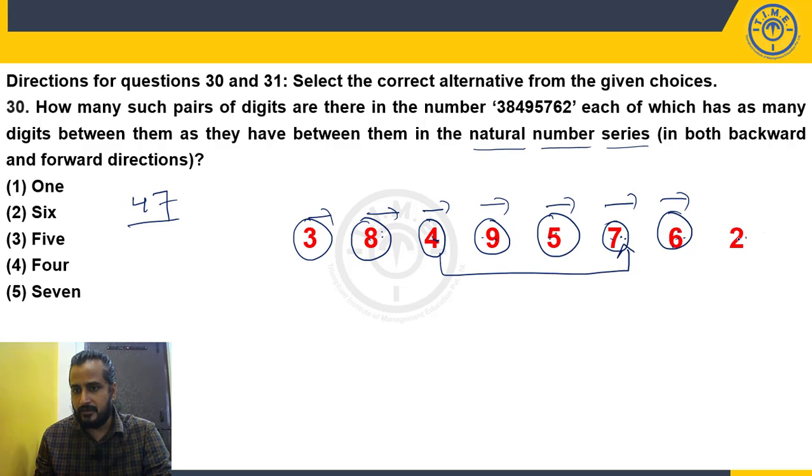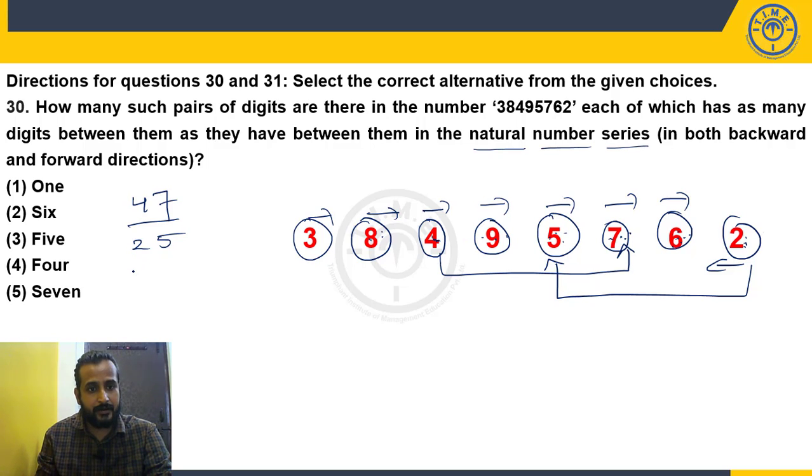Now coming to the backward direction, starting from 2. 2, 3, 4, 5, yes, 2, 5 are matching in the backward direction. 2, 3, 4, 5, 6, 7, 8, yes. 2 and 8 are also matching in the backward direction. 2, 3, 4, 5, 6, 7, 8, 9. No, no other pair is matching with 2.